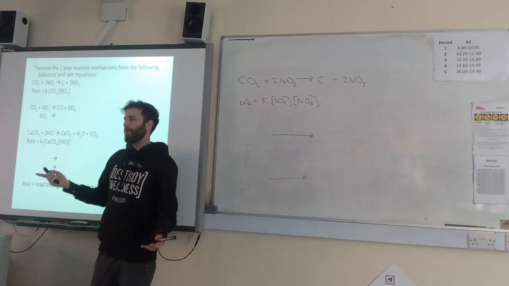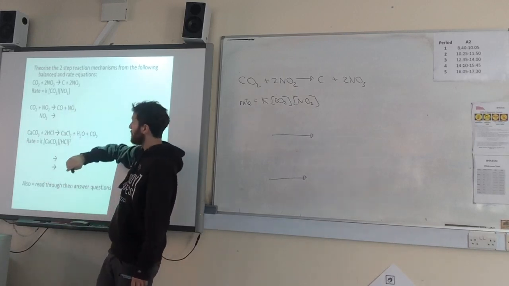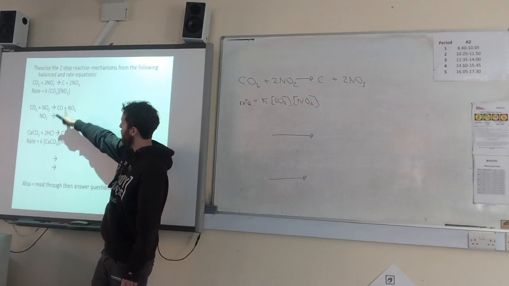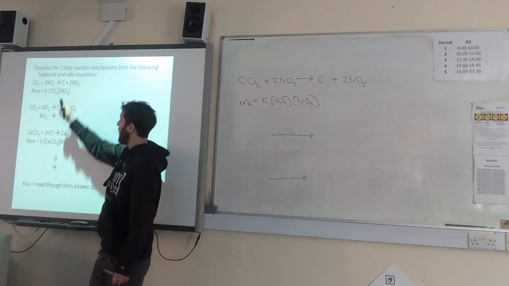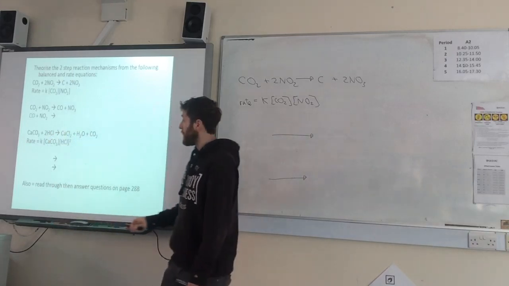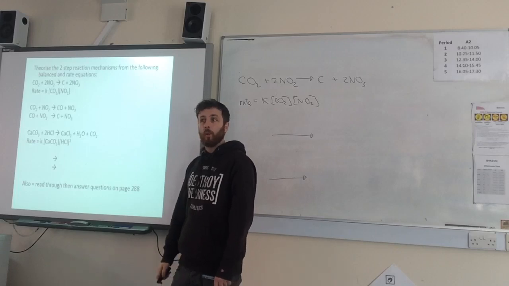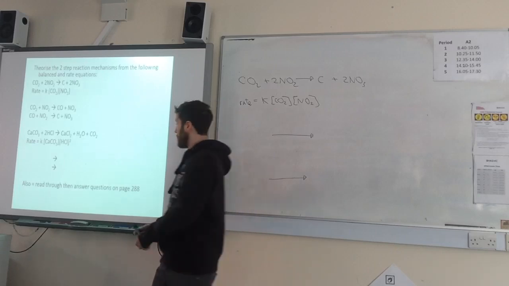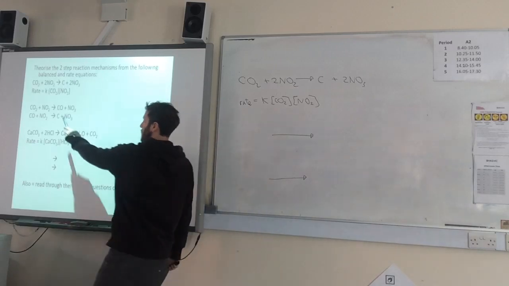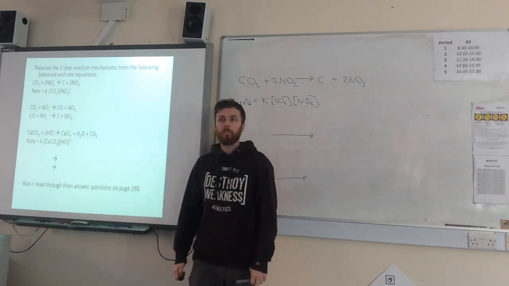Obviously we can't make every product in the first step, otherwise there wouldn't be a second step. We can make some of them. So what products have I got left over then? I've got a carbon and another NO3. So my intermediate CO reacts with the NO2 and gives its other oxygen there to make carbon and the other NO3. If I was to cross out my intermediate, I get my overall equation.